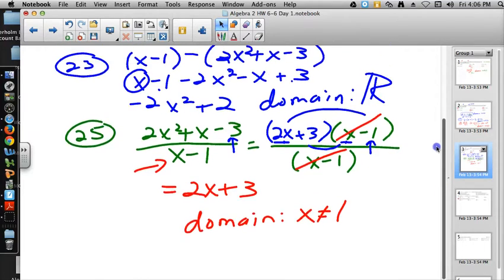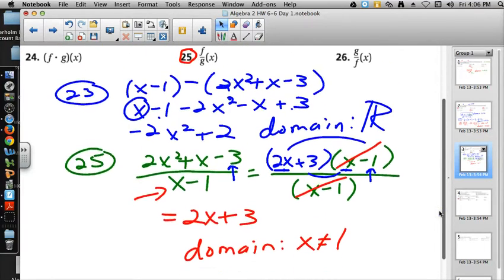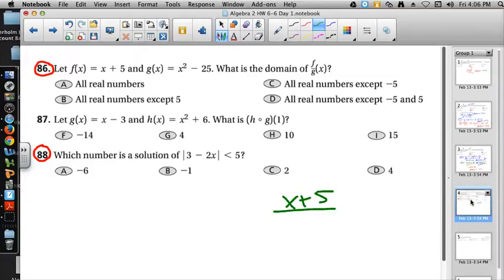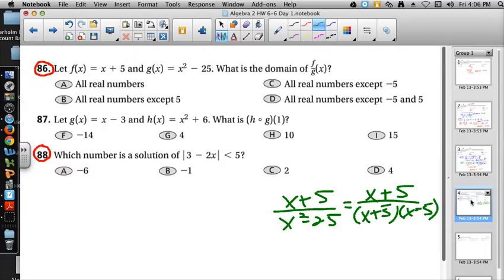All right, I think that was it for that page. Next page, number 86, let f of x equal x plus 5 and g of x equals x squared minus 25. What is the domain of f over g of x? So I have an x plus 5 up on the top and an x squared minus 25 on the bottom. And to see the restrictions on the domain, I have to go ahead and factor that difference of 2 squares in my denominator. And then realize that my 2 zeros would be negative 5 and positive 5. So this is going to be answer D. Both of those would give us a 0 in our denominator.